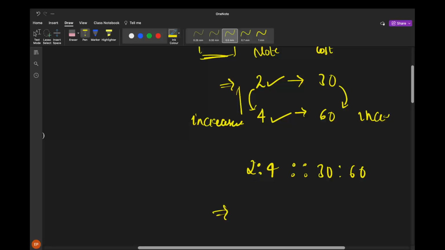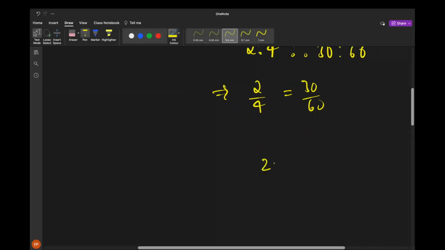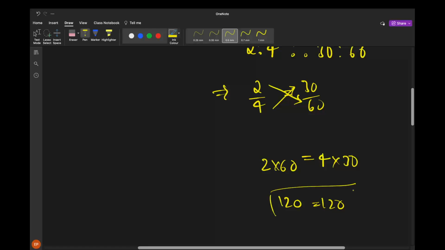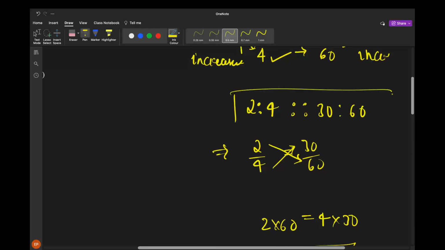To check the proportionality, what will we do? Basically we will write 2/4 equal to 30/60. This ratio, cross multiply and check it. 2 into 60, these two cross multiply, 4 into 30, check it. 2 into 60 gives 120, this also gives 120, right? Means these are in proportion.